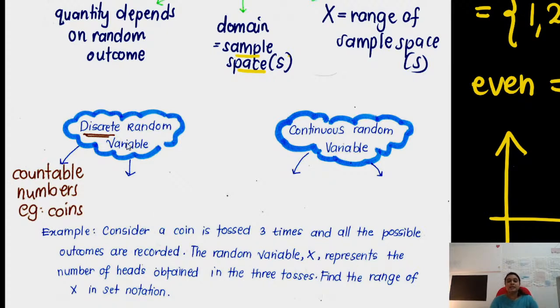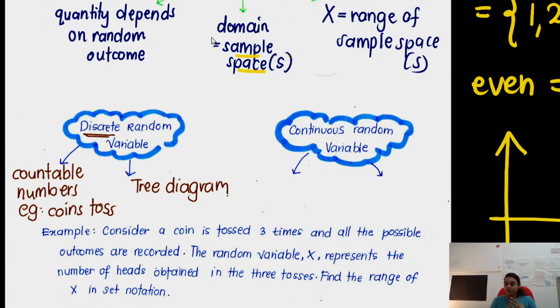For example, if we toss a coin, you can either get a head or a tail, correct? So that one you can count. And usually for discrete we will use a tree diagram. Why? Because most of the time you will have two options of answer, head or tails, like that.